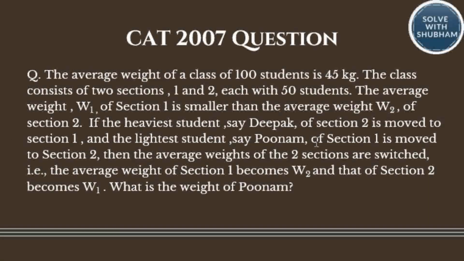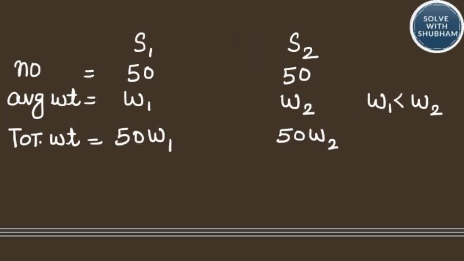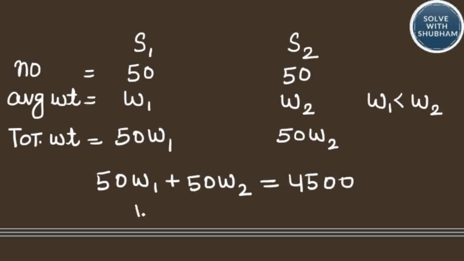Your question clearly says the average weight of a class of 100 students is 45 kg. So the total weight would be 4500. So 50 W1 plus 50 W2 is equal to 4500. You get W1 plus W2 equals 90. This is your equation 1.